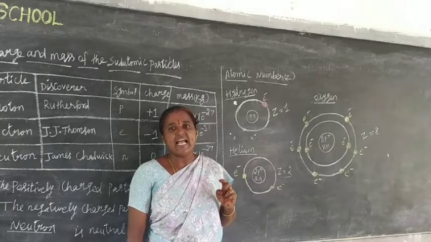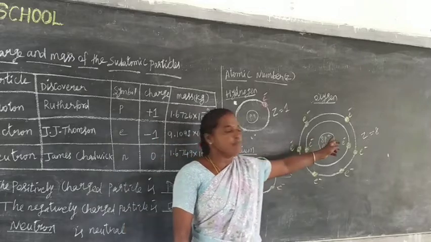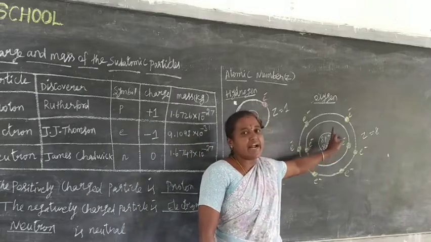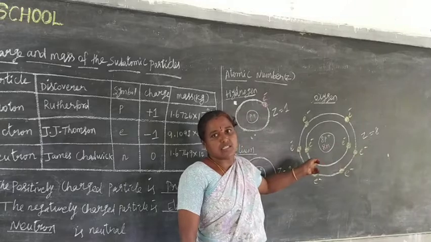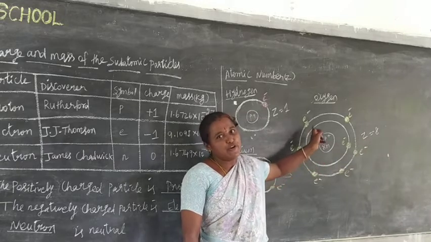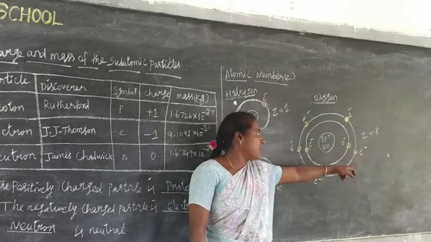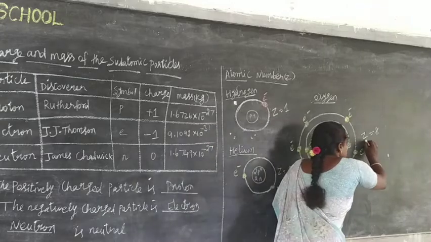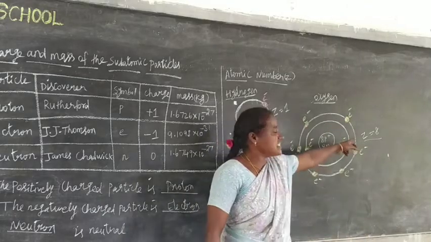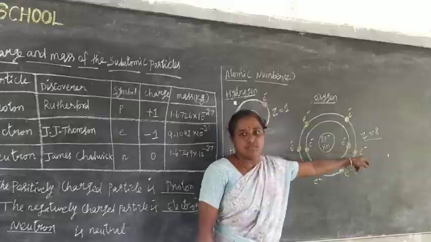Did you understand? Next, in the oxygen atom, there are 8 protons and 8 electrons in orbit around the nucleus. So, the atomic number of oxygen is 8.